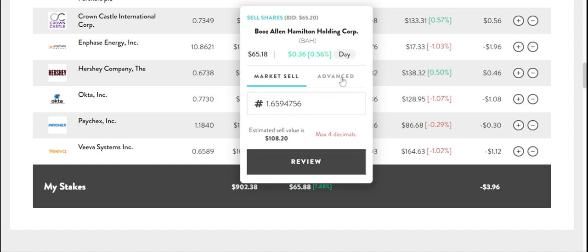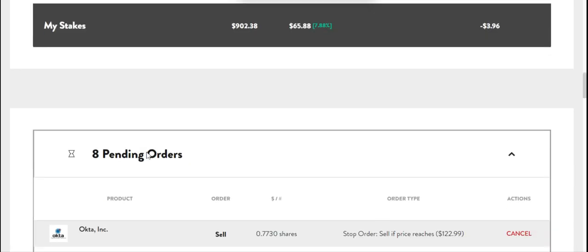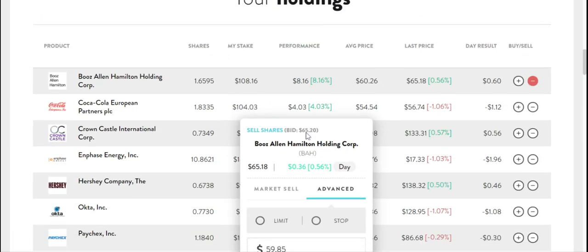What I would always do is I'd always go to advanced, and you've got two options here. You can either put a limit order or you can put in what's called a stop order, and the stop order is the one that I always want to use. If I scroll down, see how it's all orders as sells, and see how here it's what's called a stop order. And the advantage of a stop order is it says only put my shares on the market to sell them if the price reaches a certain value. So if the price reaches $159.99, then put this into the market and sell it and get rid of it.